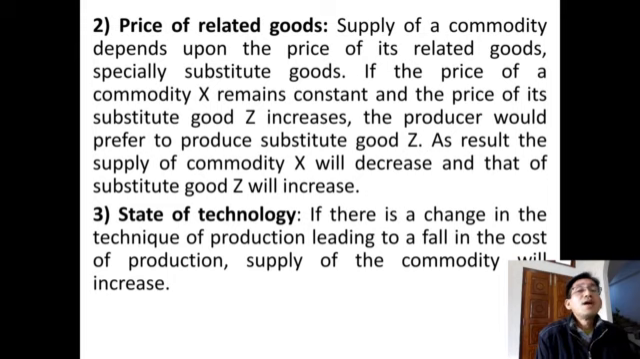Suppose the price of good X remains constant and the price of its substitute good Z increases. According to the law of supply, the producers will produce more of the good with the higher price, so they will produce more Z. So the producer would prefer to produce substitute good Z. As a result, the supply of commodity X will decrease and that of substitute good Z will increase.